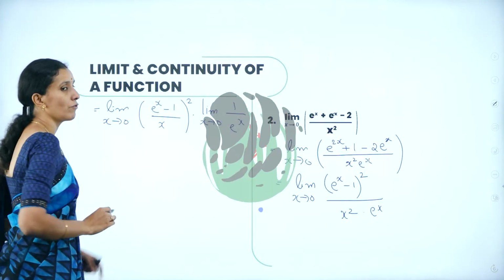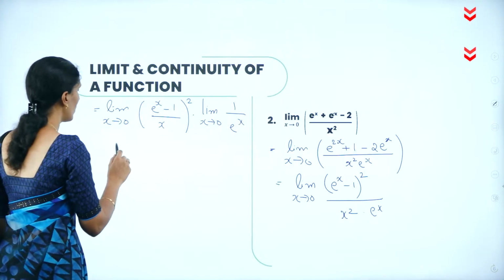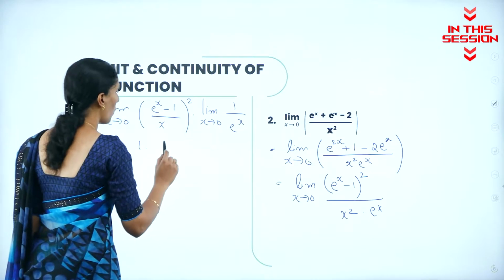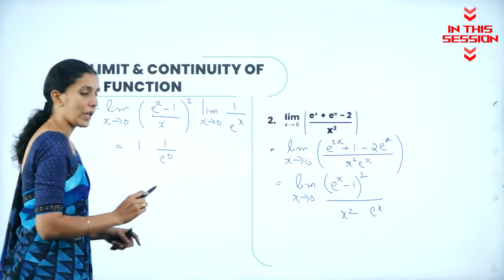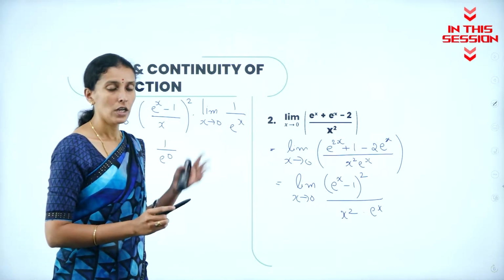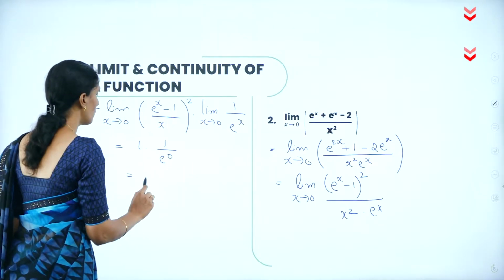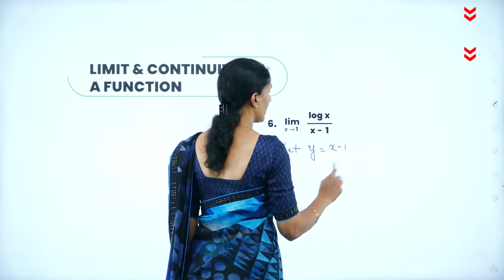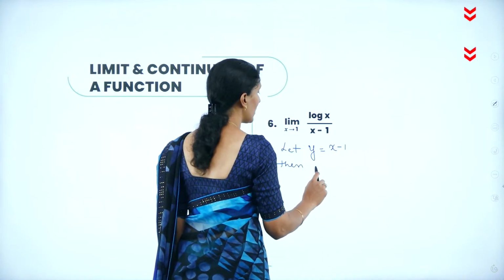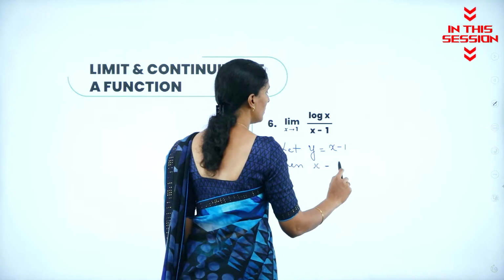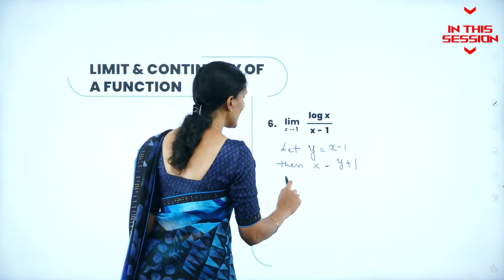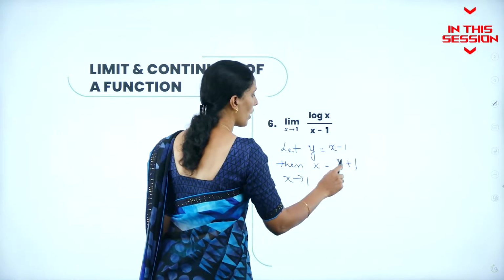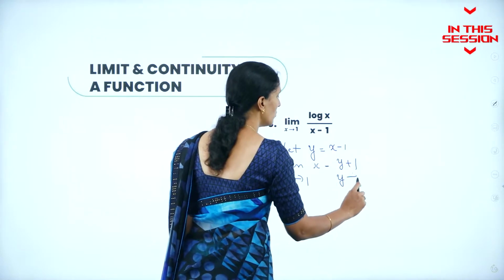This equation value is 1. So therefore it is 1 into 1 divided by e power 0. Anything to the power 0 is always 1. So 1 into 1 value will be equal to 1. Y is equal to x minus 1. Then what is x? X will become y plus 1. Now as x tends to 1 here, what happens for y? Y tends to 0.